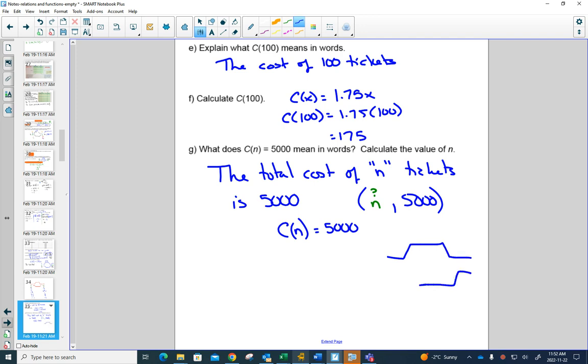Check this out. Here's your function. What would happen if you threw in an N? What would come out? 5,000. What else would come out if you didn't know this? Here's your C of X. We've got a formula for it. If you throw in 1, you get 1.75. If you throw in 2, you get 3.50. You would get, yes, 1.75 N.